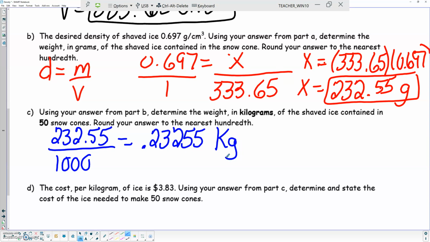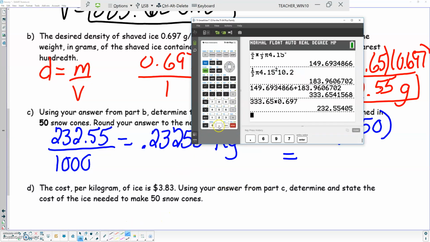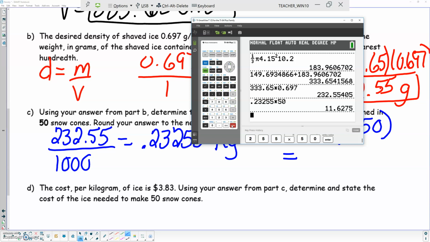All right, and then they want the weight of 50 snow cones. So we're going to multiply that number by 50. Okay, so 0.23255, because again, they want the weight in kilograms, and we're talking about 50 snow cones. So it's going to be, to the nearest hundredth, 11.63.